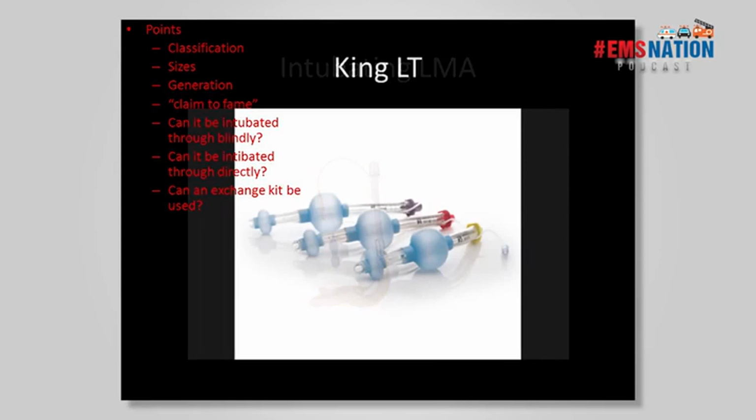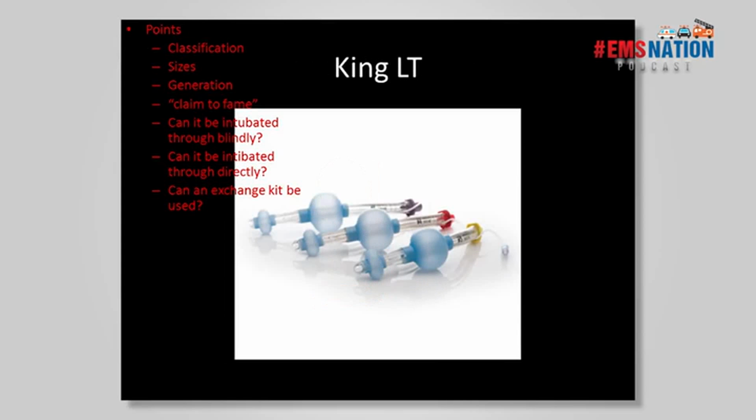Okay. The King LT. I would venture a guess that most of our services carry King LTs. Can I see a show of hands? Okay. Honestly, not as many as I thought. This is the state-of-the-art dual balloon device. It comes in sizes for pretty much all humans. In the United States, it's available down to a size 2. There is a size 1.5, or a quote-unquote white King, that is available in other parts of the world and perhaps available in the United States now.